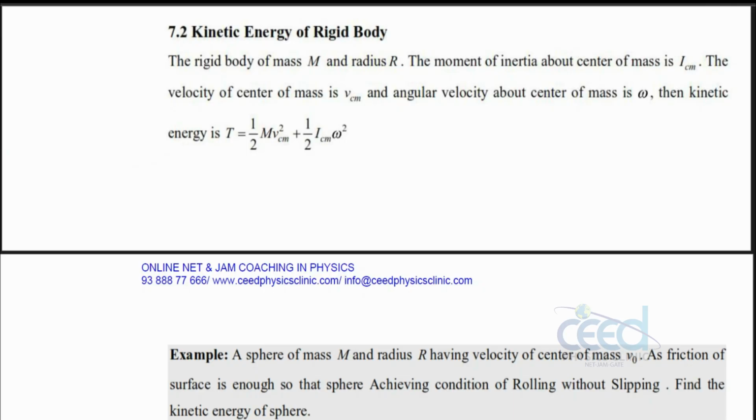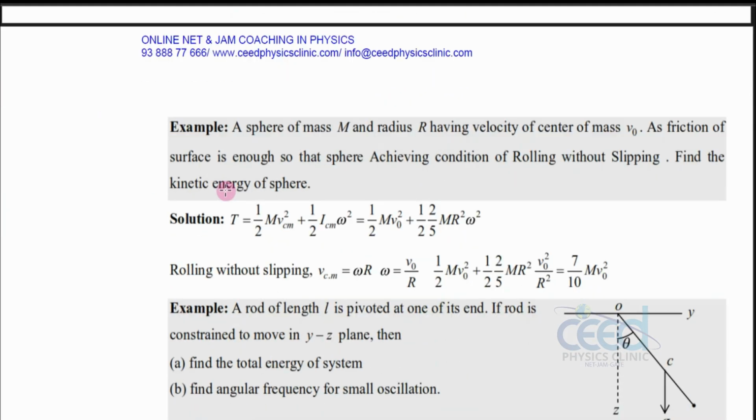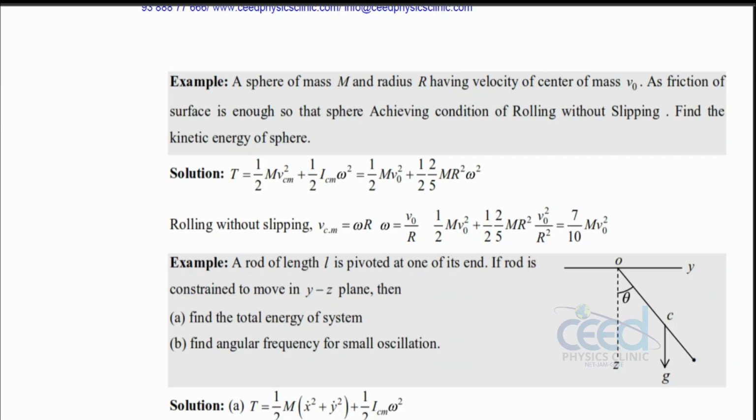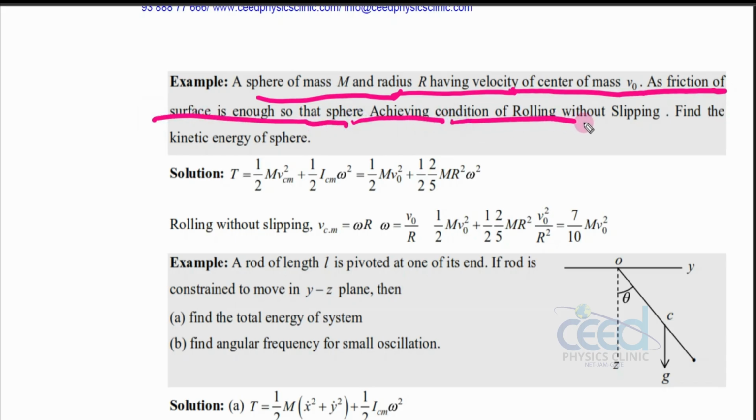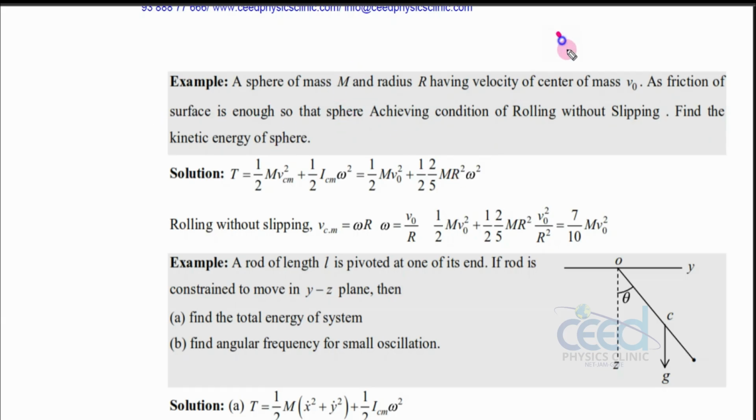Now let us come to one problem based on this. One question is given: a sphere of mass m and radius r, having velocity of the center of mass v0, and friction of the surface is enough so that the sphere achieves the condition of rolling without slipping. Rolling without slipping means pure rolling motion, that means, as we studied, v center of mass is equal to r omega. Now let us see, the total kinetic energy is the sum of translation and rotation.